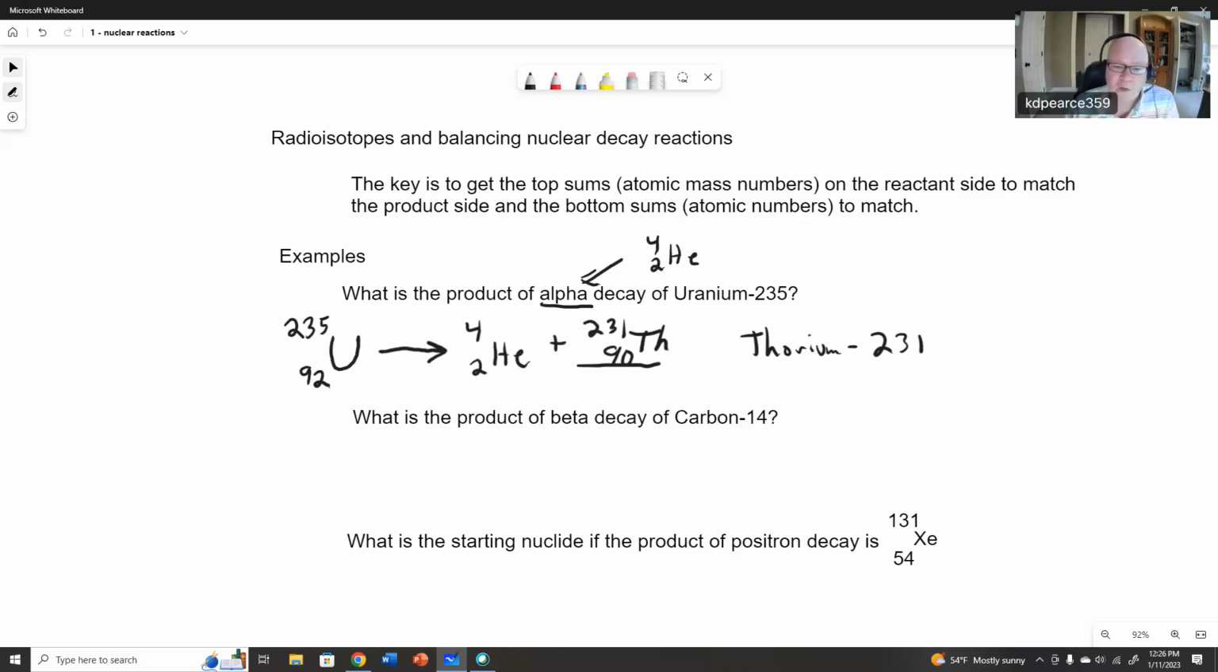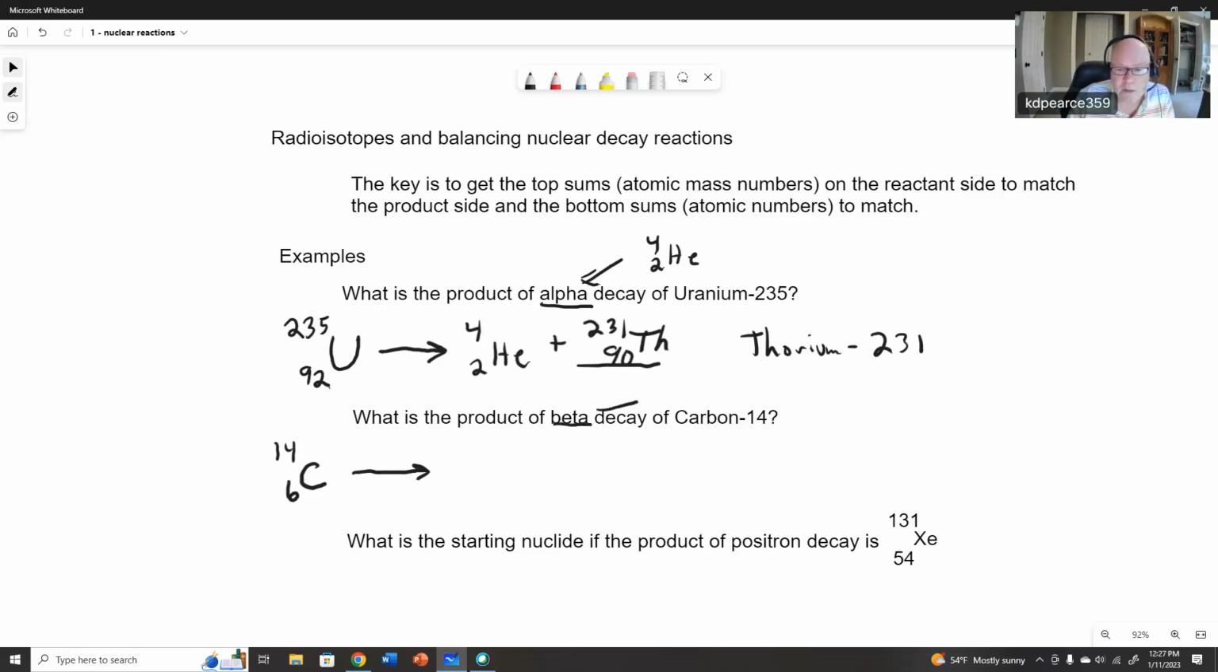In our next example, we have what is the product of beta decay of carbon-14. And so first off, what is carbon-14? We write it over here. Well, carbon has a symbol C, and 14 is the mass number because that's what carbon-14 means. And then, of course, it is element number 6. And we're going to draw an arrow, and hopefully we can remember what is a beta decay.